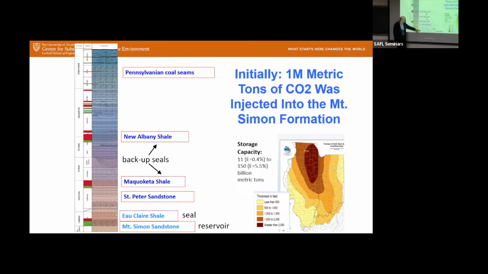Also at this site, if you go shallower, you have a St. Peter sandstone, but here's another shale and yet another shale. So we have multiple barriers for this upward migration. And potable groundwater isn't way up until you get to maybe the top 500 feet. All right, so this is about 6,000 to 7,000 feet deep right here.